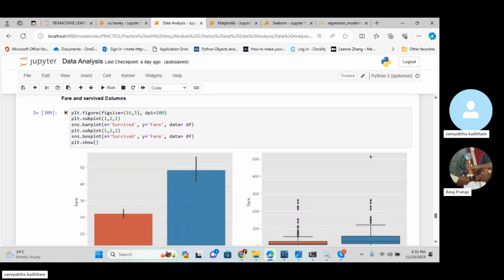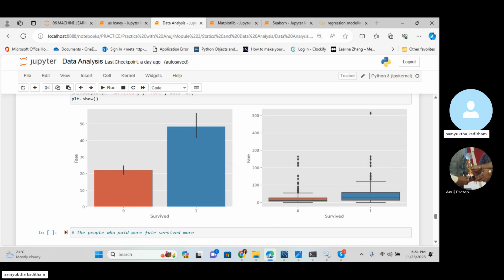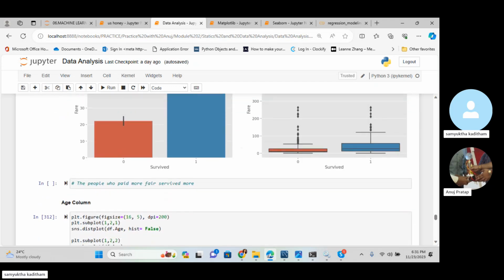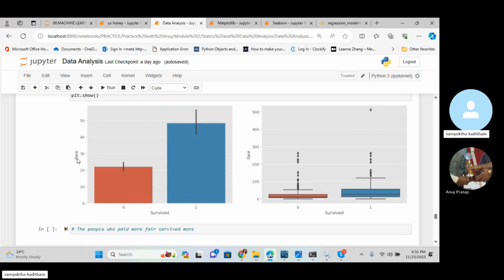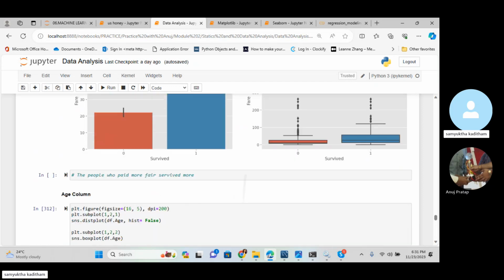And fair and survival, this is again simple. We did a box plot, and the conclusion is that the people who paid more fair survived more. Comparing fair and survived, the people who gave more money for traveling survived more.